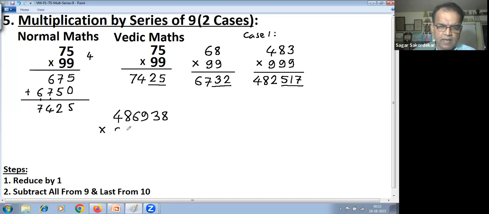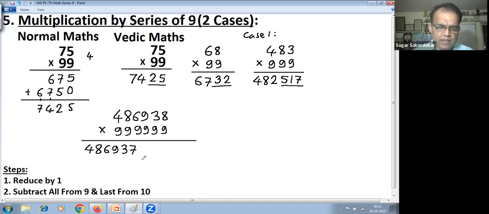Multiplied by 9, 9, 9. So first step, 1 less. Only the last digit will reduce by 1: 4, 8, 6, 9, 3, 7.